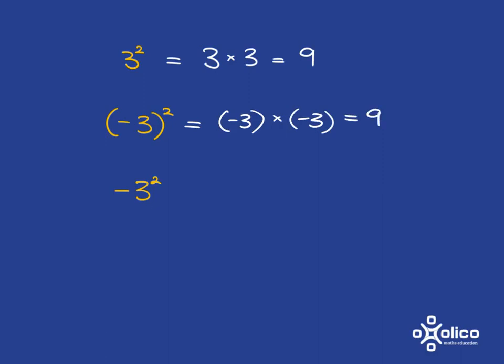Now this one here, take note, this negative is not being affected by the squared. If we would want to have that negative bit being squared as well, we would have needed to put it in brackets. This squared just applies to the 3. It doesn't apply to the negative. So what we have here is the negative, and then we've got 3 squared, which is 3 times 3. And so our answer there is negative 9.